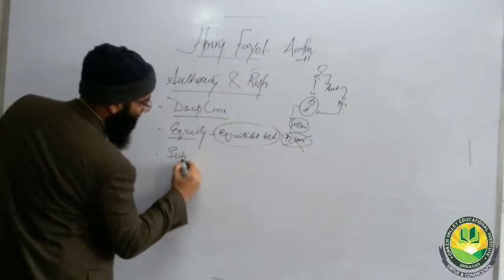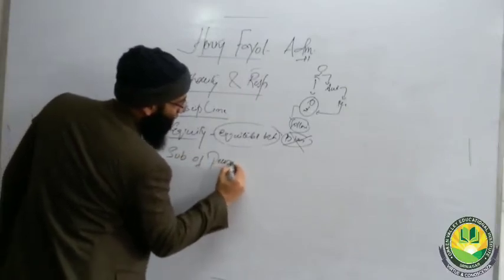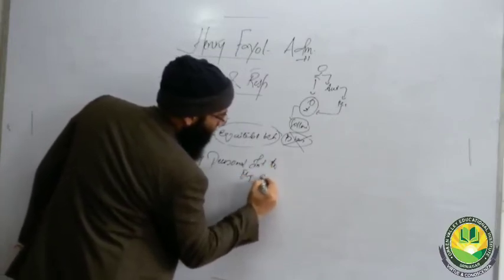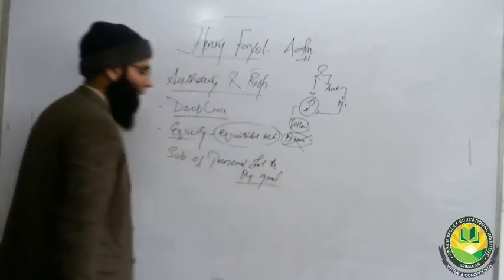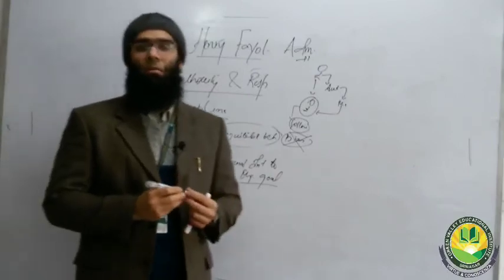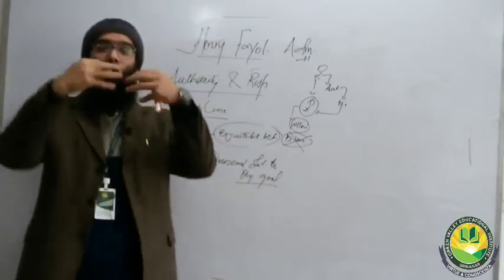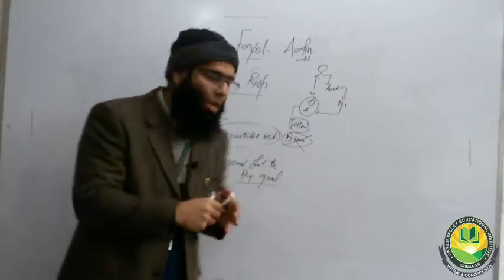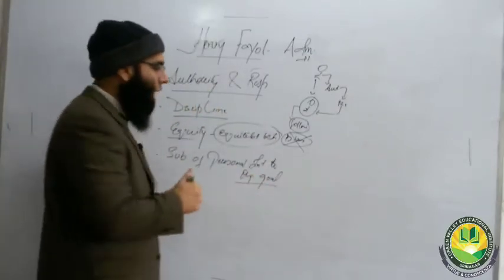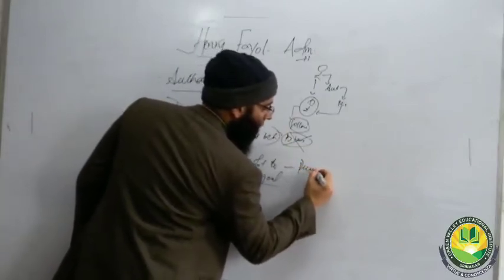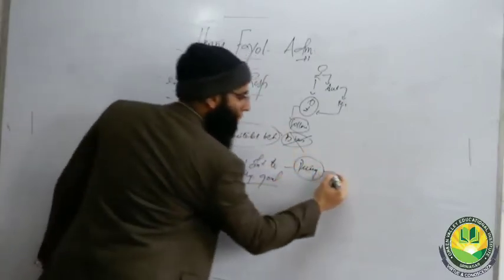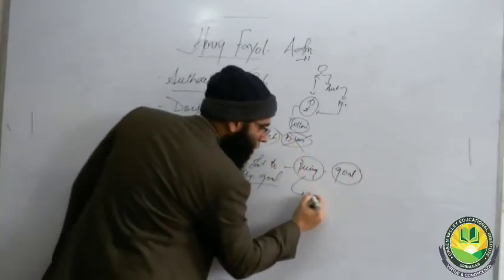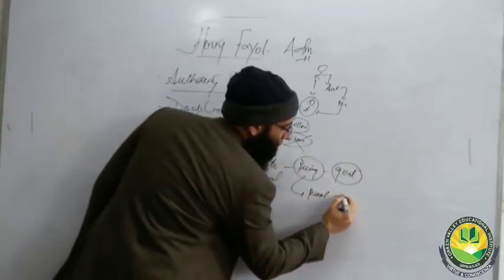Then subordination of personal interest to organizational goal. A very important principle, that subordination of your personal interest. Keep your personal interest subordinate to the organizational goal. So the primary concern should be achievement of organizational goal. And after that, you should worry about your personal interests.